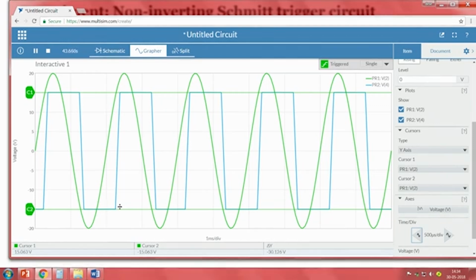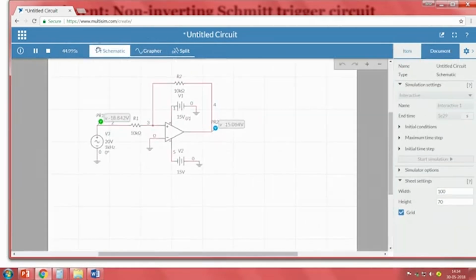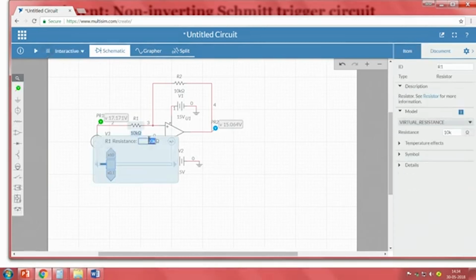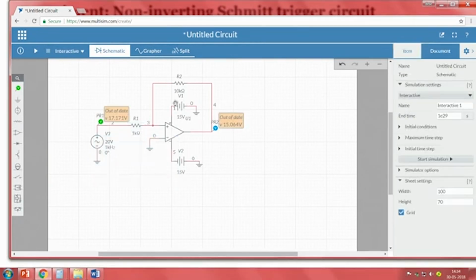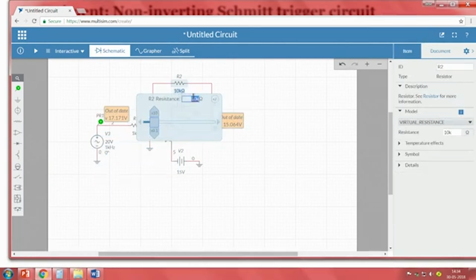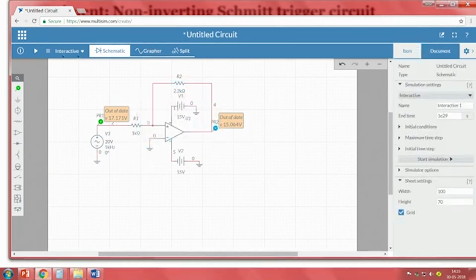What is the other case? R1 is 1 kilo ohm, R2 is 2.2 kilo ohms. So, go back to the schematic, I am just stopping it, replace this with 1K and this with 2.2K. Now, do we need this value? May not be. Even if it is the case, we can visualize it. Even if it is smaller than the threshold values, it is good enough.